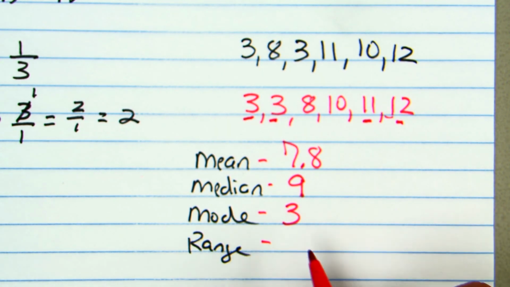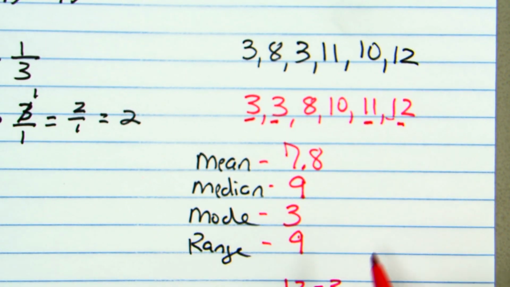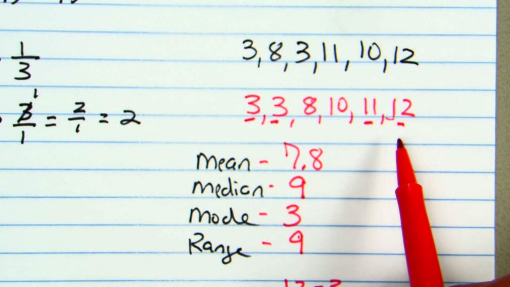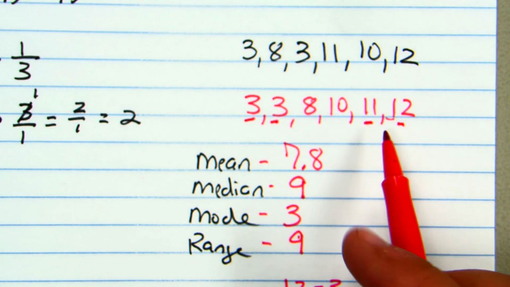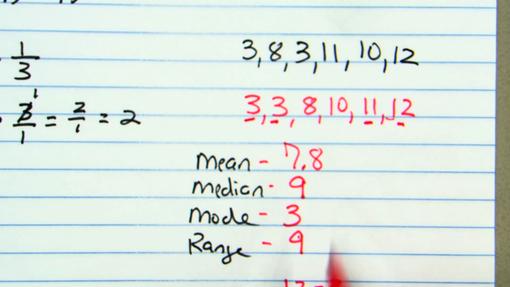You can have several or multiple modes, or you can have no mode if none of the data repeats. To find the range, you take the highest number in your data, in this situation 12. Take the difference between it and our lowest number, and our range is 9. Range is always going to be a positive number because you're looking at the distance between the highest number in our data and the lowest number in our data, and we get 9.